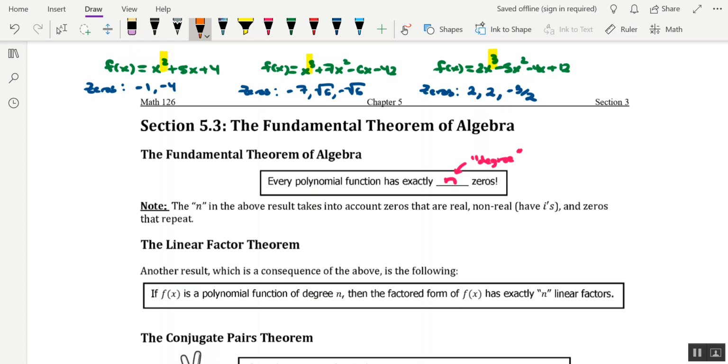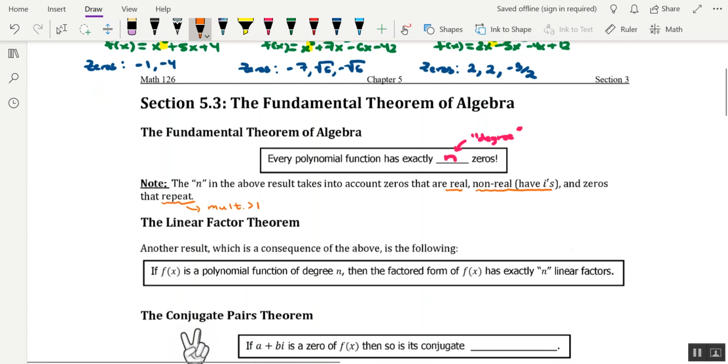So the little note here says the n in the above result takes into account zeros that are real, zeros that are non-real, so those are the ones that have i's, and zeros that repeat. So what that means is zeros that have a multiplicity that's greater than 1. So if you are all-inclusive with the types of numbers you get as zeros and their repeats, if any, then the total number of zeros the polynomial function should have is equal to the degree.